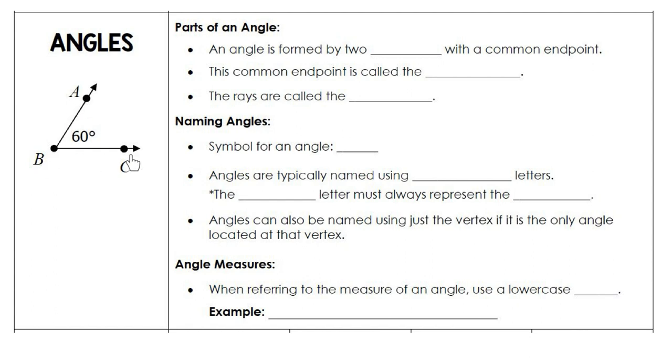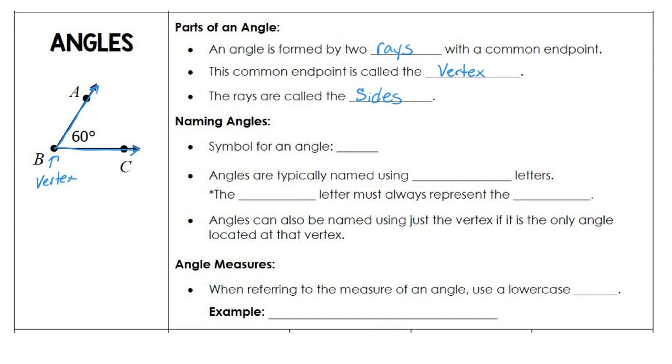So angles, okay? An angle is formed by two rays with a common endpoint. The common endpoint is called the vertex. Okay, so here is a vertex. This right here is a ray, this right here is a ray, and this is another ray. The rays are called sides.